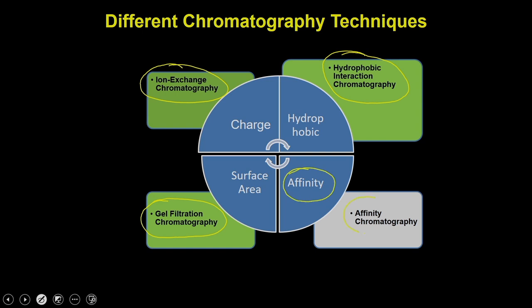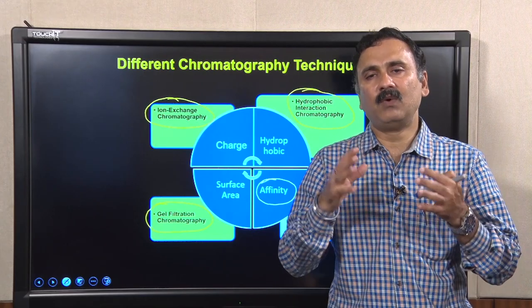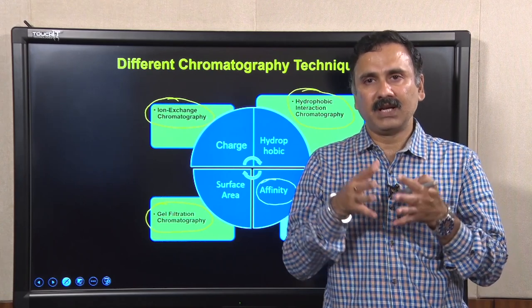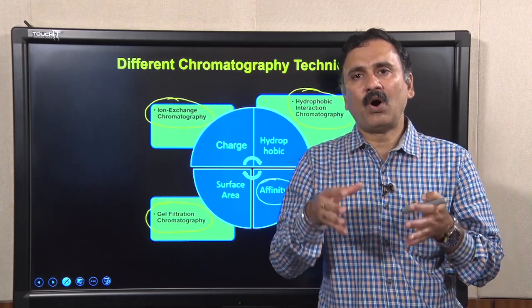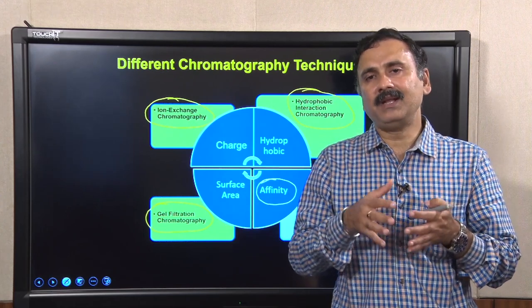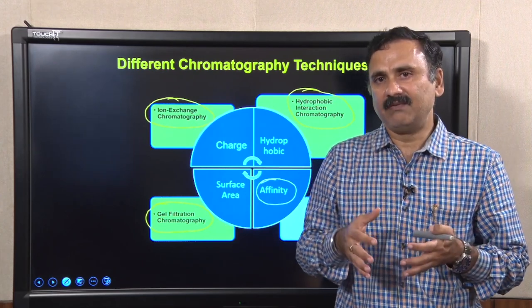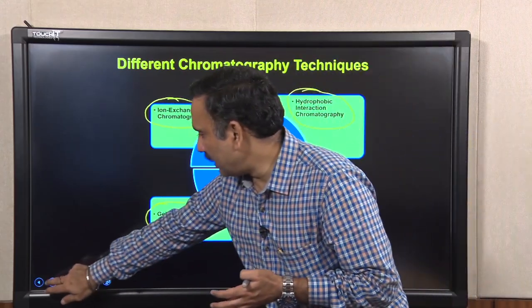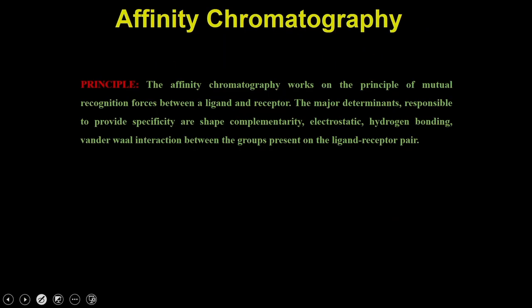So today we are going to start discussing affinity as a parameter, and the technique we are going to discuss is affinity chromatography. As the name suggests, affinity chromatography works on the exclusive recognition principle of a particular receptor for a ligand, and that is the basic principle. It relies on the mutual recognition forces between the ligand and the receptor.